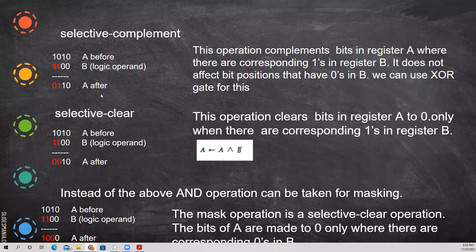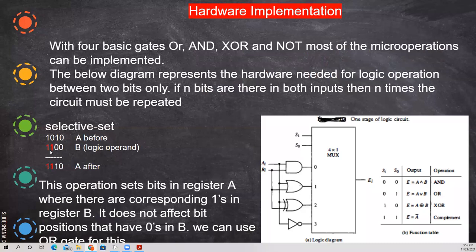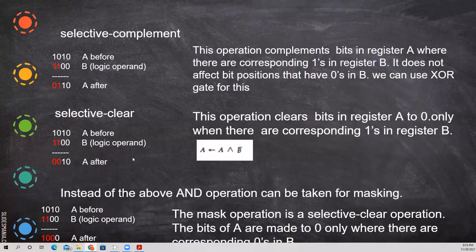This is called selective complement. But in the previous case, selective set, if you see here, 0 is there. Here 0 is there, so it is set. But here already set, so no change. It will be there. Whereas here, both are having 1. So whatever is present, it will be complemented. That is the main difference between those two. And for that, we can use OR. For this, we use XOR.